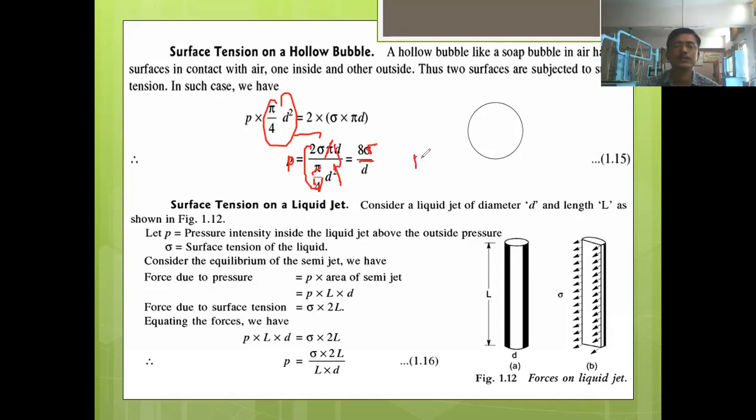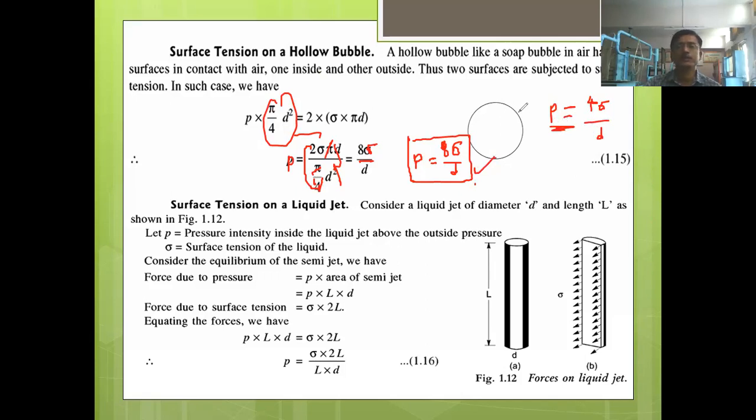So now you can see the pressure intensity inside the hollow bubble has increased twice compared to the pressure intensity in the spherical droplet. What is the formula here? P is equal to 8 sigma upon d. What was the formula for the liquid droplet? P is equal to 4 sigma by d. So it is twice more than this pressure.